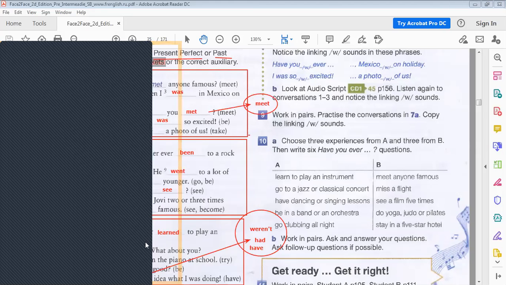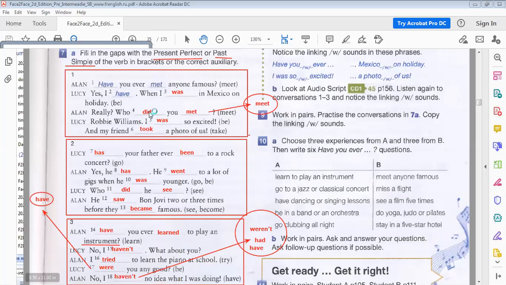Track 44. Track 44, let's go. Where is it? Where did you go? Here it is. Track 44. Let's listen. Sorry, 45.